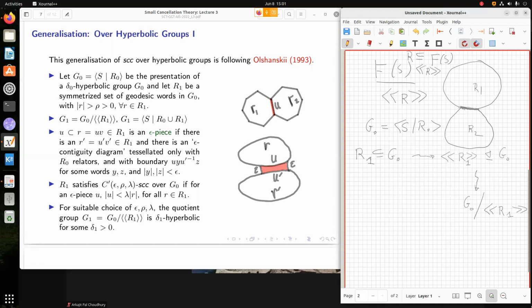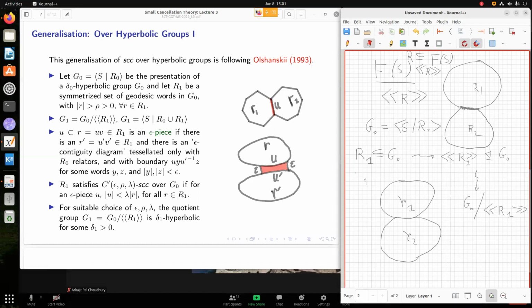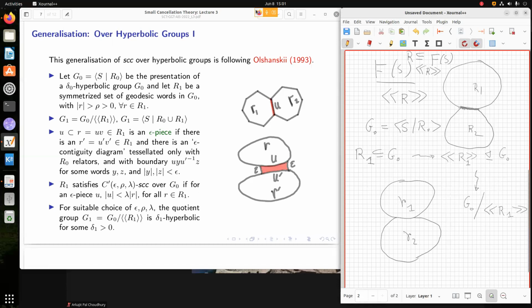Now, R1 is a symmetrized set of relators. Suppose I take two elements from that. One is R1 and another is R2. Can I say that R1 and R2 may have common subwords like this, where R1 and R2 both are coming from capital R1? So can we always say that this will happen? There may have bygone, right?